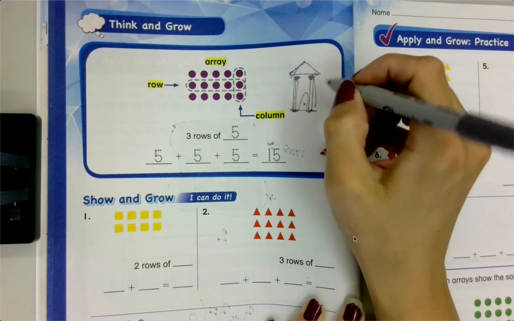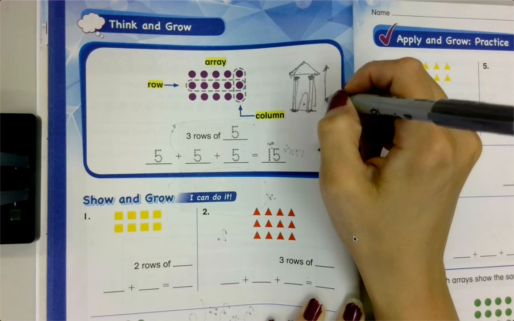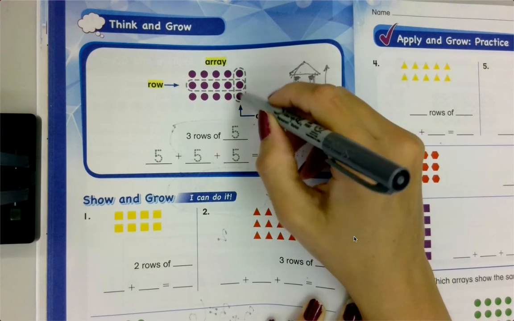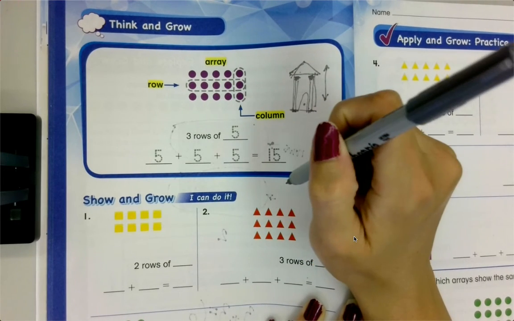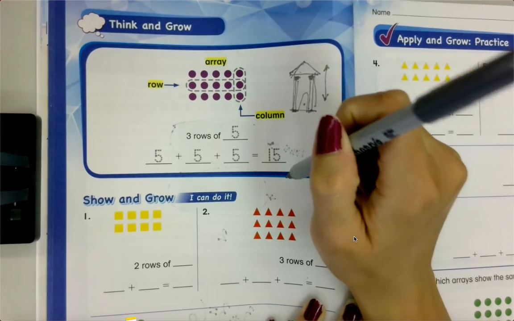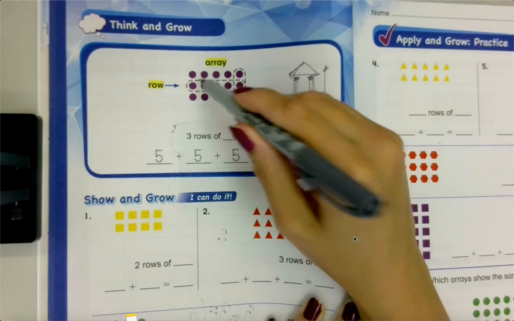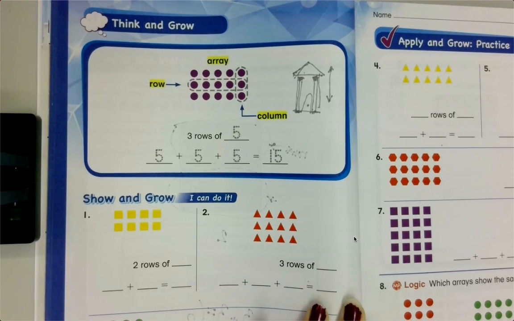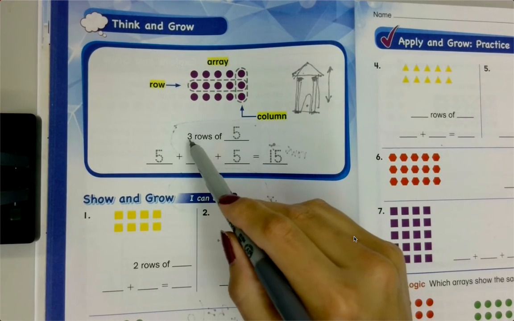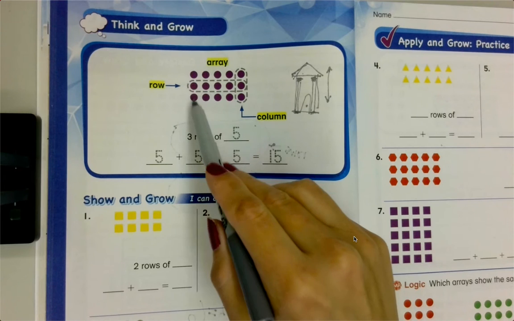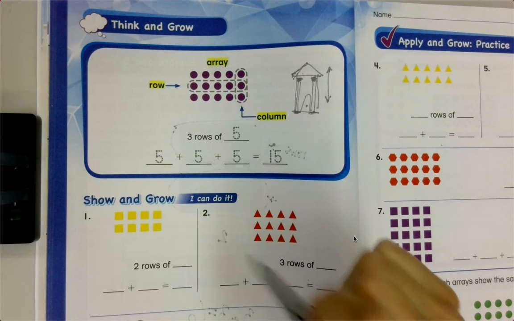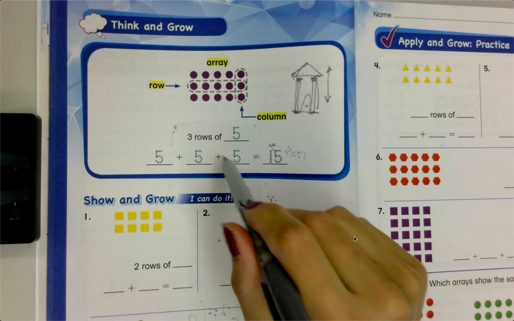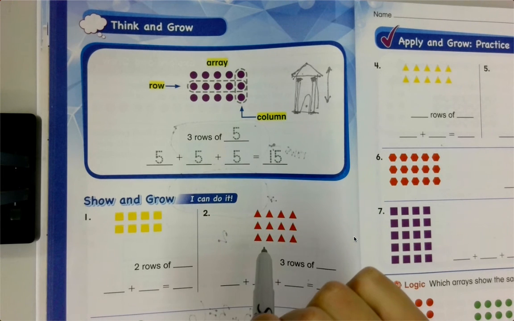Do you notice that they go up and down? See that? Up and down? So columns always go up and down like they're holding a roof up on a house. That's how I remember it. Columns go up and down, and then the rows are opposite. They go side to side. Okay? All right. So this one is 3 rows, 1, 2, 3 rows of how many? 5 in each. So our addition equation is 5 plus 5 plus 5 equals 15.